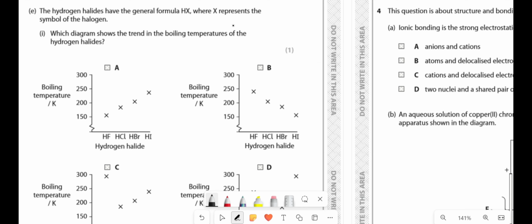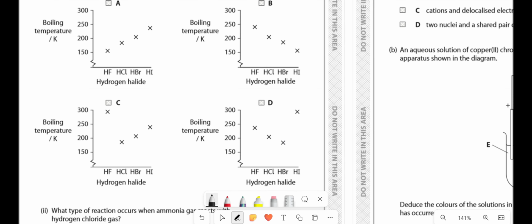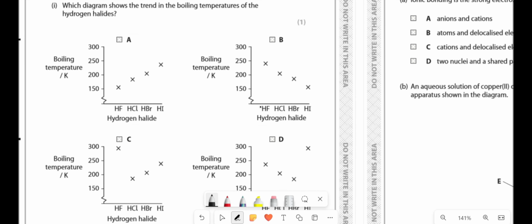The hydrogen halides have the general formula HX, where X is the symbol of the halogen. Which diagram shows the trend in the boiling temperatures between the hydrogen halides? So the difference between all of them, what's the thing that's going to be doing the boiling is, whenever you're thinking about boiling or melting temperatures, you need to think, what bonds am I breaking? Across the board, you're going to be breaking permanent dipole and London forces, or van der Waals forces, whatever you want to call them, between these, right?